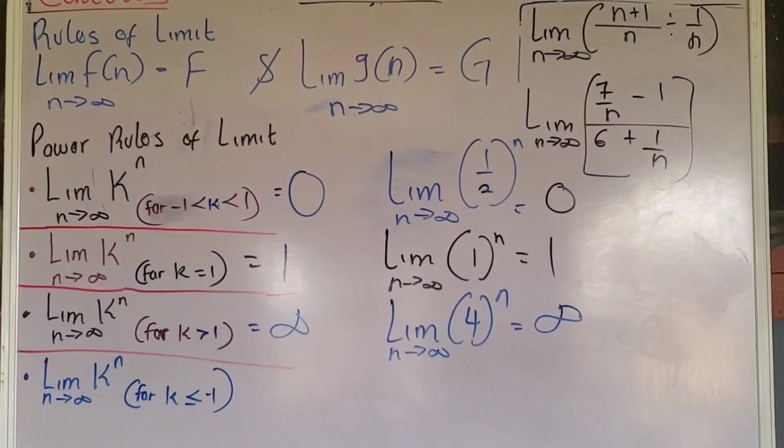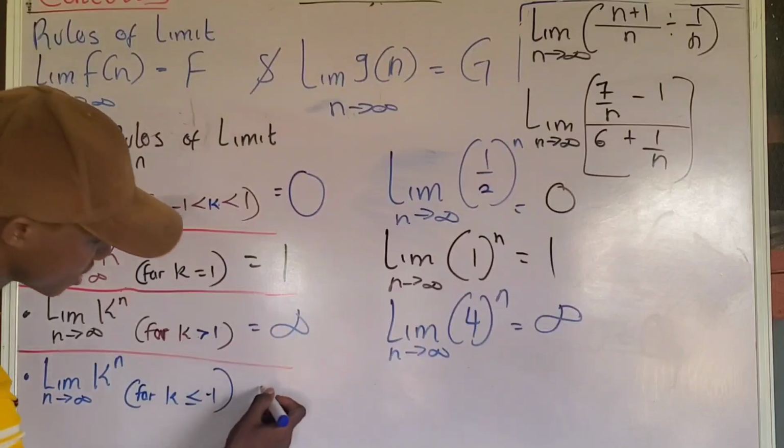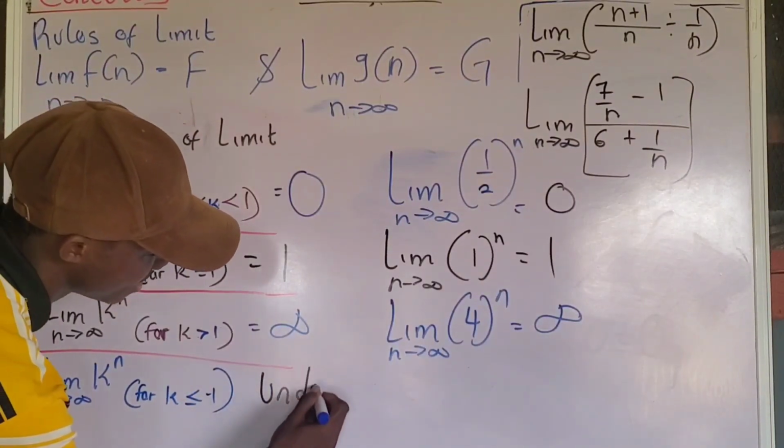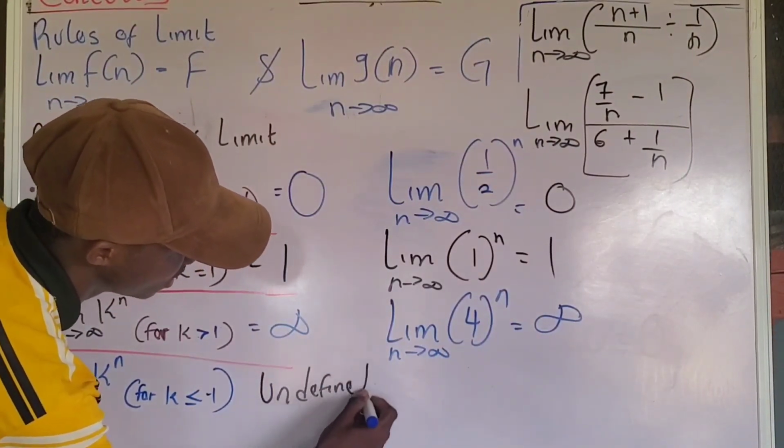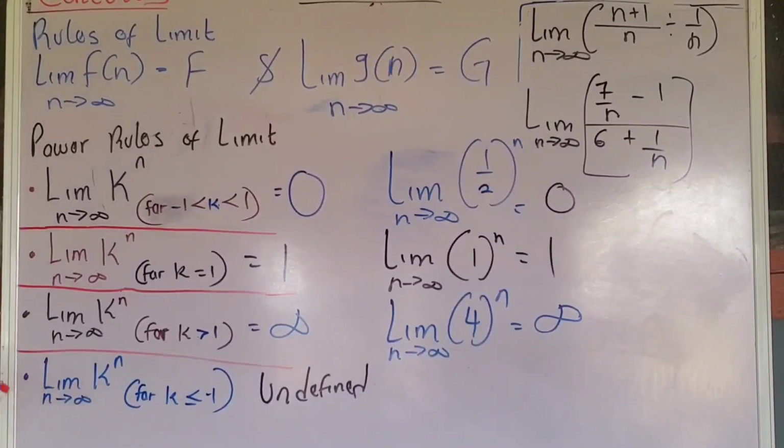Now let's look at the fourth condition. We have the limit of k to the power of n as n tends to infinity. This one is undefined. You understand? It is undefined. Now I'm going to explain, just pay attention. The limit of this kind of function is undefined.